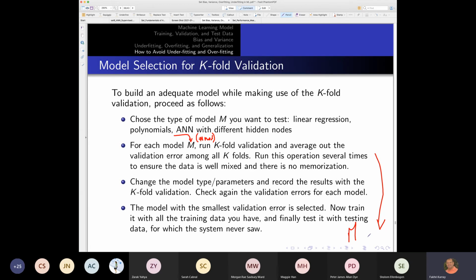Okay, so let me take one or two questions before we leave here. There is a question: when we say train with more data, is it higher quantity or variability of the data?